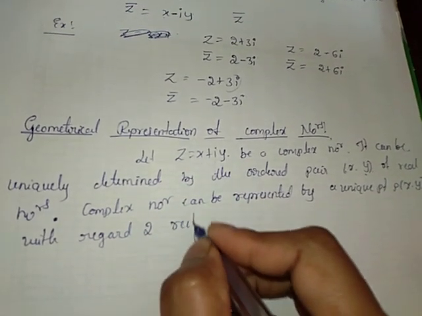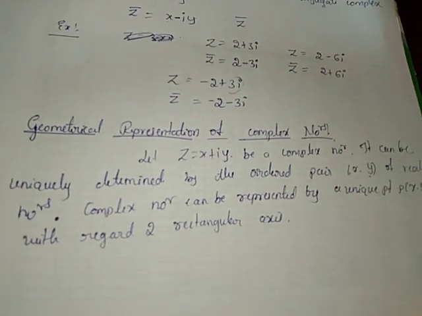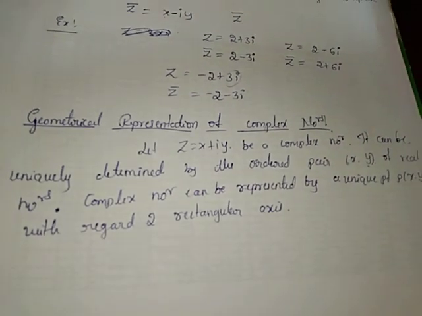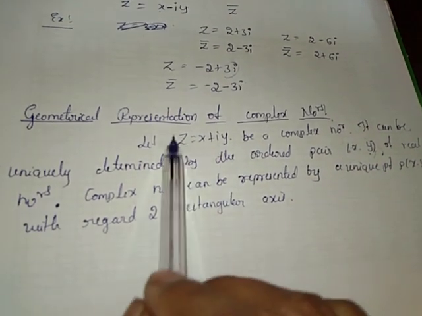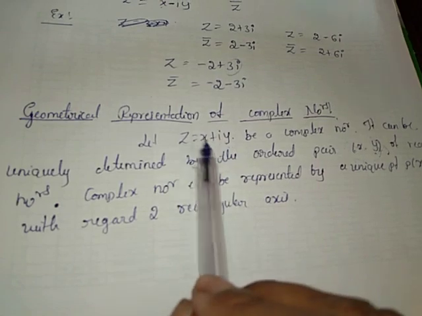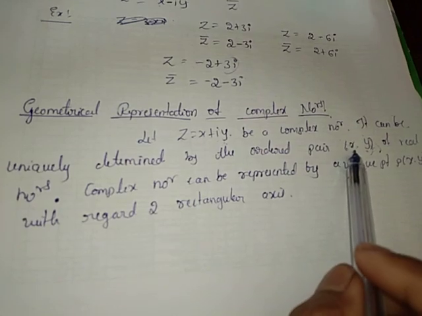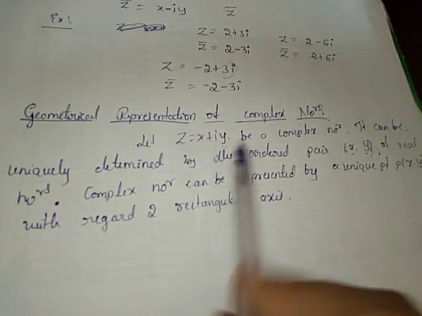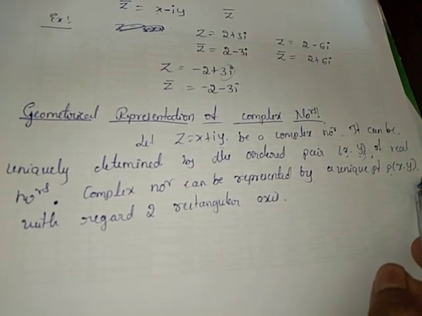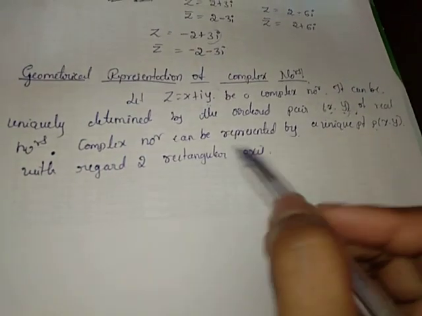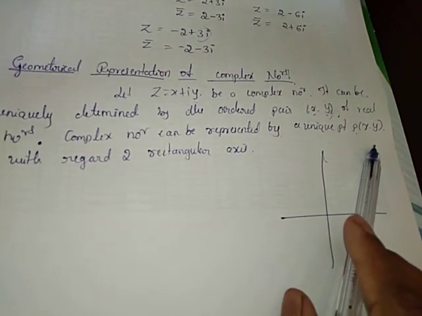with regard to two rectangular axes. Suppose we have an ordered pair x comma y, with the help of this ordered pair we represent the complex number z equal to x plus iy. So this is just a point, just an ordered pair. In the same way, we can represent this complex number by the unique point P of x comma y in two rectangular axes.